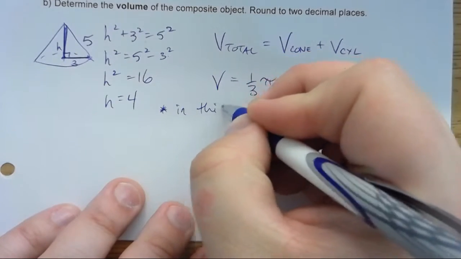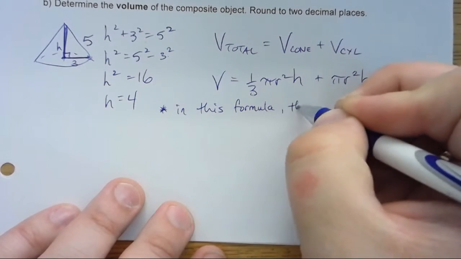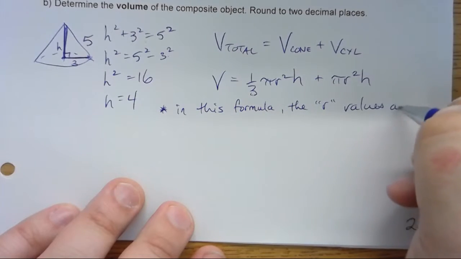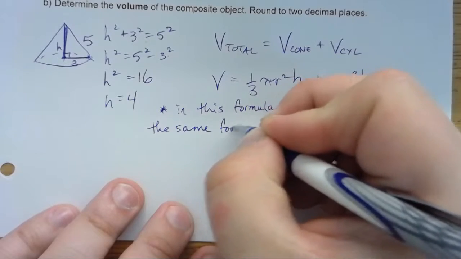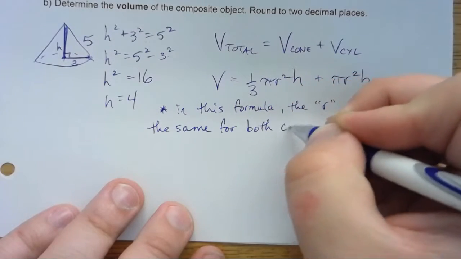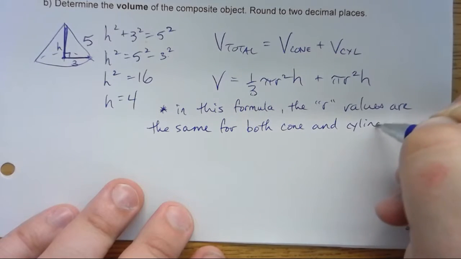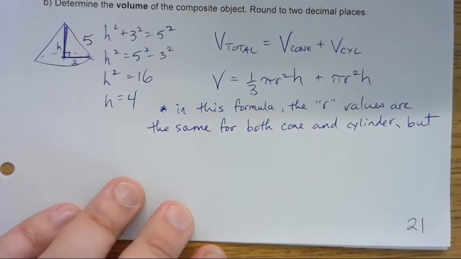In this formula, the R values are the same for both cone and cylinder. But, finish that sentence for me. What am I going to say? The R's are the same, but the heights are different.